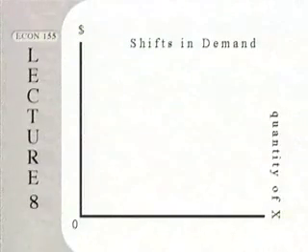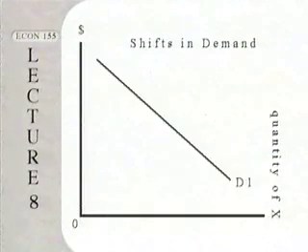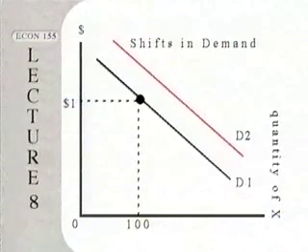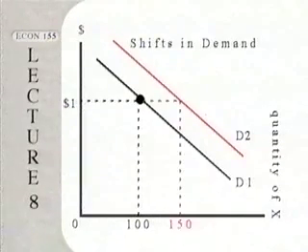So we've got a price of $1, 100 units is how many units people want to buy. If the demand curve shifted, here's what we would see. We would see the curve, for example, to the right at D2. And now, at the same price as before, if the price stayed at $1, people no longer want 100 units, now they want 150 units.